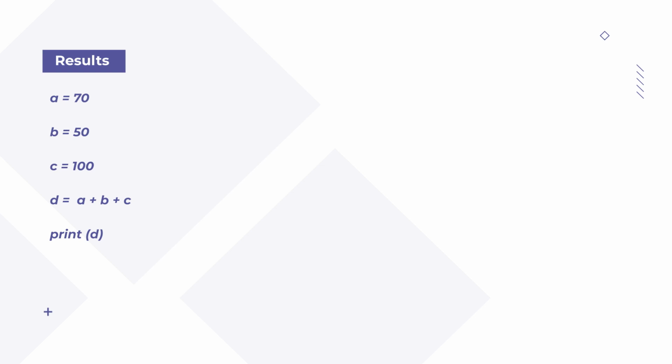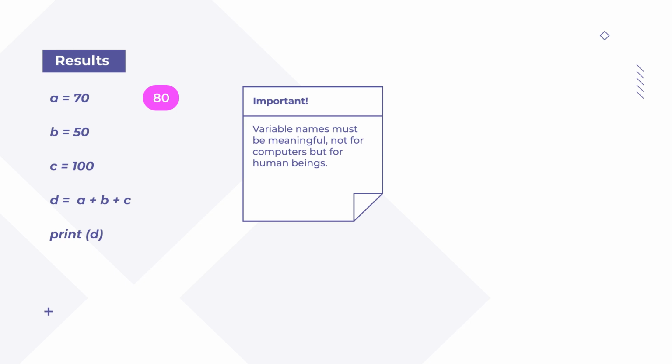Now, for example, we made a mistake, and my physics marks were actually 80. So which marks should I change? The 70, the 50, or the 100? I don't know. I forgot. Were we storing physics in A or in B or in C? Because A, B, C are very meaningless names. So instead of writing the program like this, let's write another program.